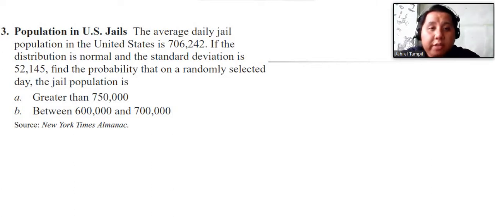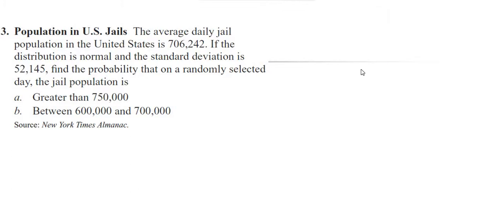Let's have another example of solving problems involving the normal distribution. The average daily jail population in the United States is 706,242. If the distribution is normal and the standard deviation is 52,145, find the probability that on a randomly selected day, the jail population is greater than 750,000 and between 600 to 700,000.